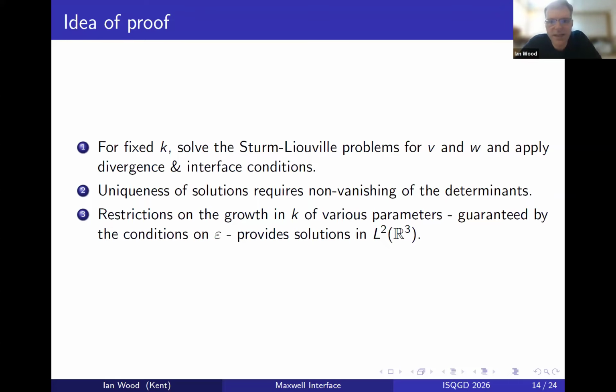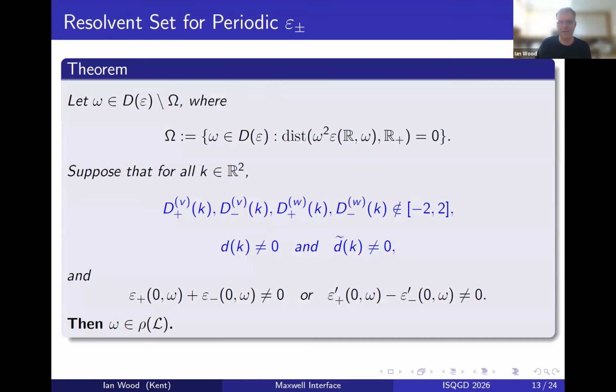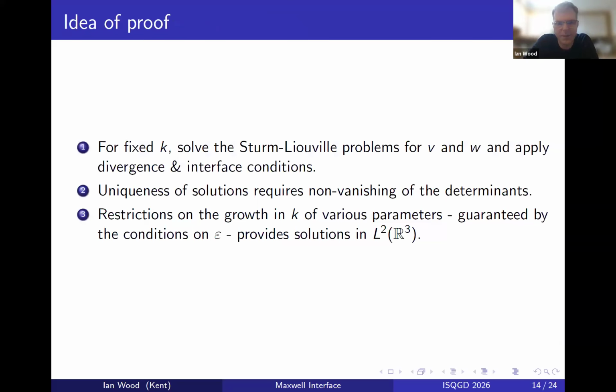So that's basically a 1D problem, and then we need to go back and invert the Fourier transform in the k variables. That's going to require us to know things about how various quantities grow or decay in k. And that's where these conditions at the end on the epsilon, if I just go back to the previous slide, that maybe appear a bit out of the blue here, play a role. They guarantee that the k dependence is such that we can invert the Fourier transform and get back to solutions in the whole space.